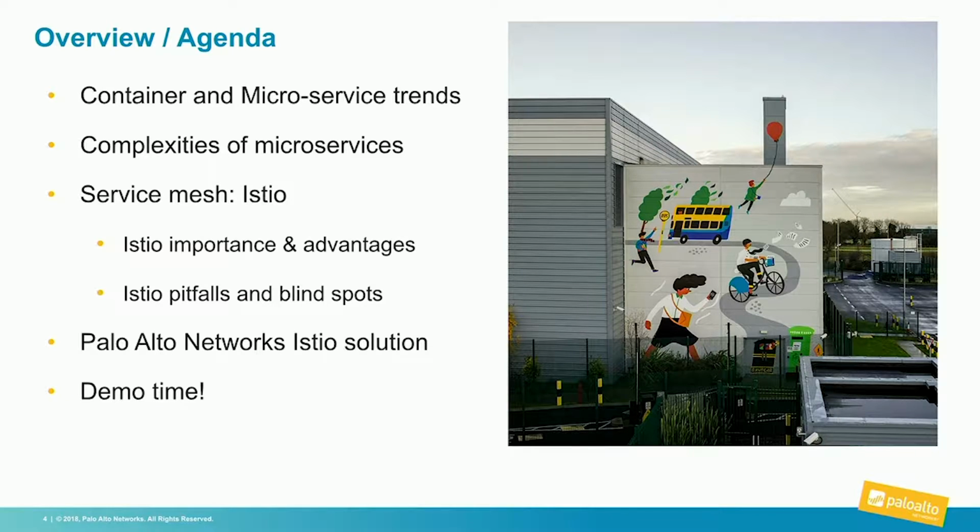We're going to talk today about the containers and microservices trends. We're going to tell you why some of it is complex and things that you have to worry about and that we observed. We're going to talk about one implementation of the service mesh, Istio, which is arguably probably the most predominant out there. We're going to talk about some importance and advantages of it, some pitfalls, and then explain how we solve some of these with our Palo Alto Networks Istio solution. And then at the end, we're going to have demo time, to show you how it all actually gels together.